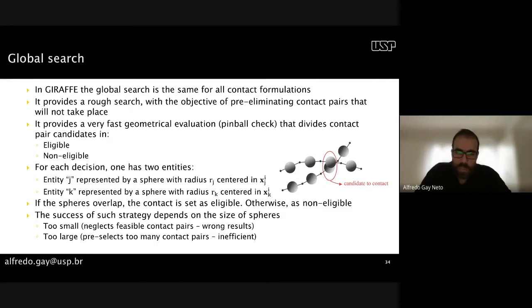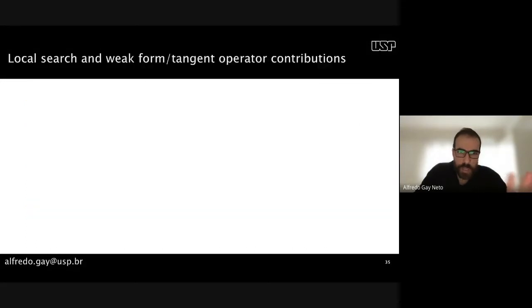Of course, the success of such a strategy depends a lot on the size of the spheres in this case, or the size of the bounding volumes you use in a more general and broader scheme. But this is sometimes not straightforward. I will not go into this discussion right now, but just keep in mind that we need to have a global search scheme a priori.